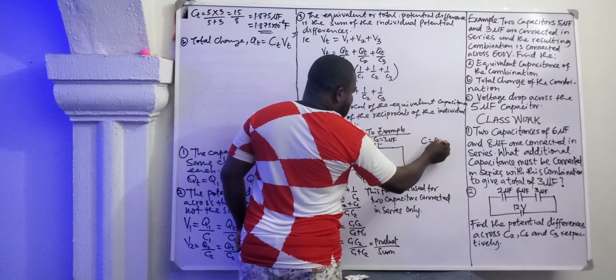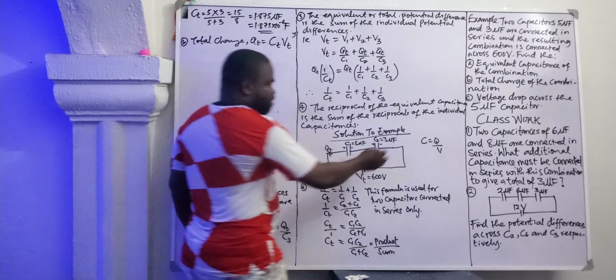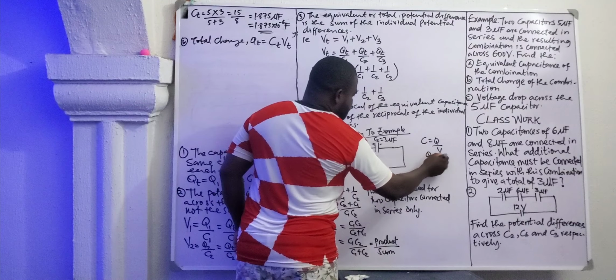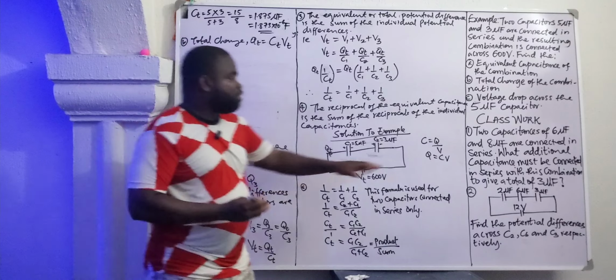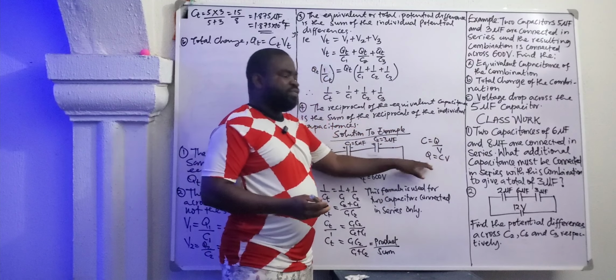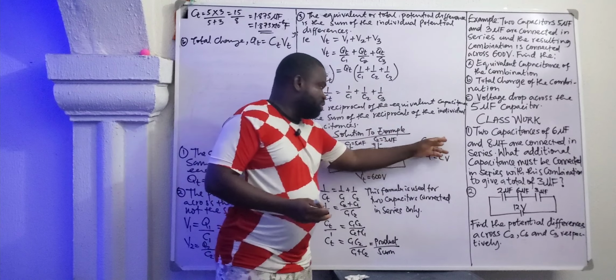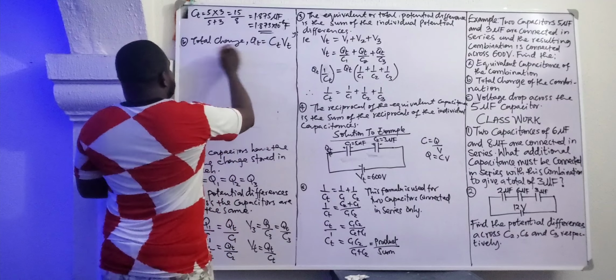Capacitance is the ratio of charge to what? To the potential difference or voltage. So if I cross multiply there, I will have Q is what? Is CV. So there are a lot of questions even on just this formula. Once you know the capacitance and the voltage, they say find the charge. And once you know the charge and the voltage, they say find the capacitance. Good.